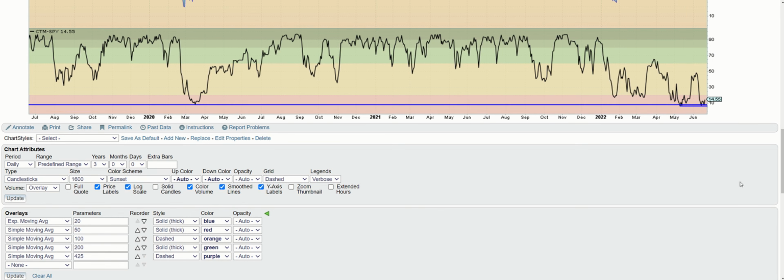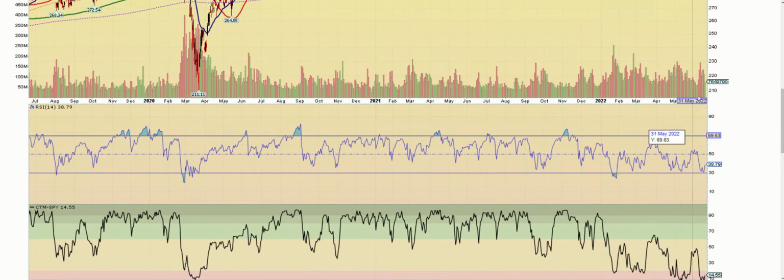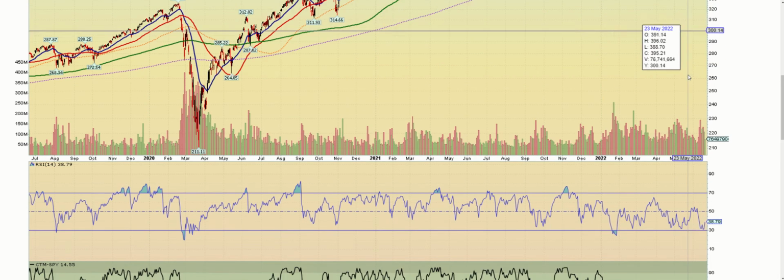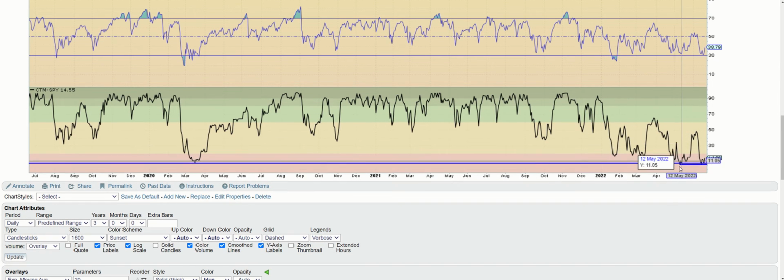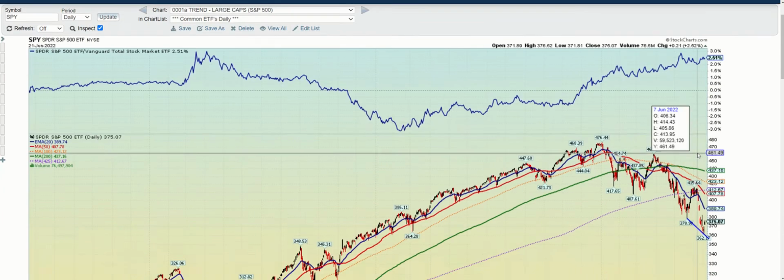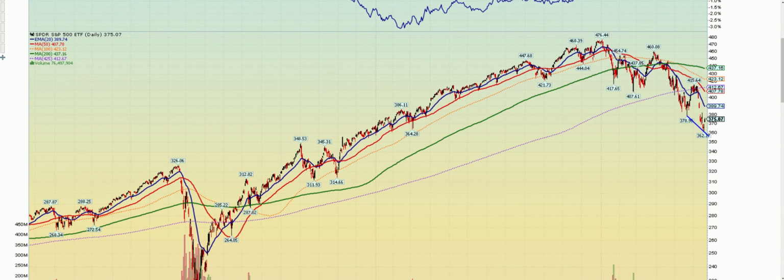trend meter. It is in the strong downtrend section, but we're at some of the lowest levels that we have been since March 2020. And even though price kept making lower lows, notice the trend meter is not. Now, this is the SPY, right? This is the SPY. So let's switch over.